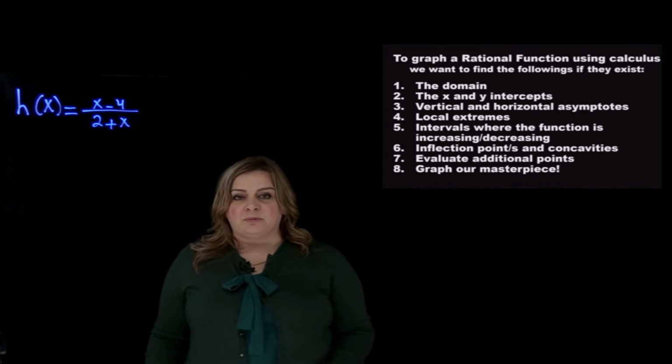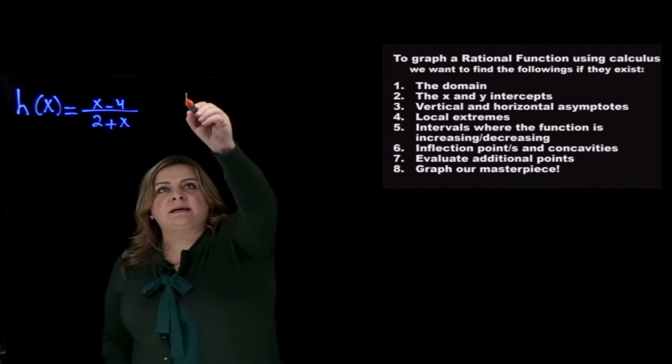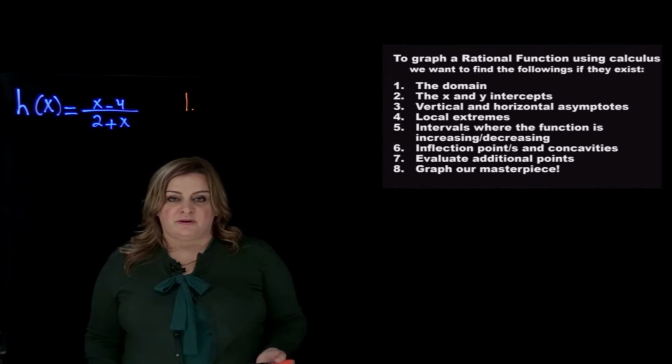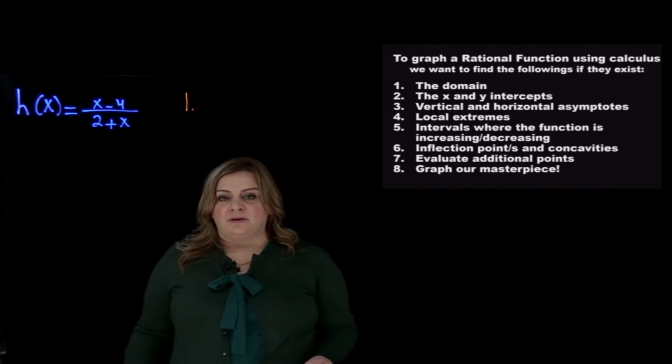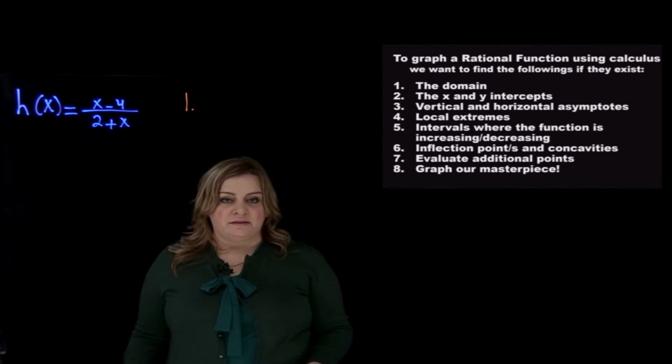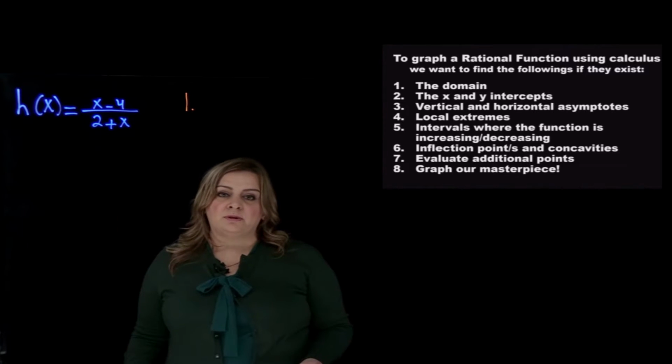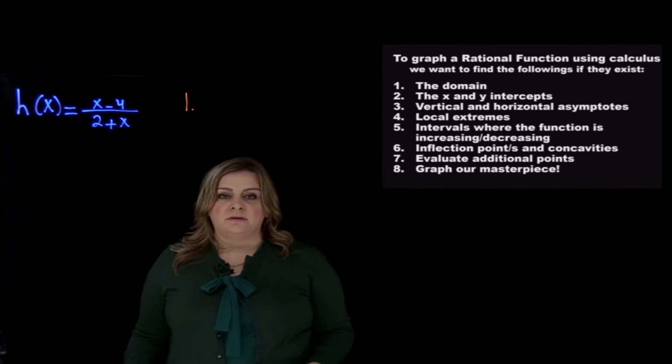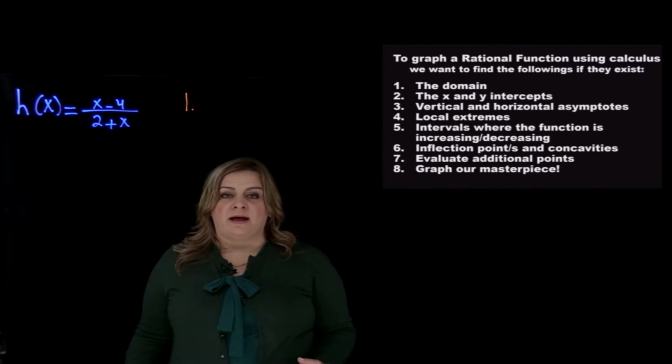We will start with step 1, and step 1 says to find the domain of the function. Since we have a rational function, we want to find where our function is undefined, that is, where our denominator is 0. Because division by 0 is undefined, we want to set the denominator equal to 0, find the value of x that will make our denominator 0, and exclude that value from the real numbers.